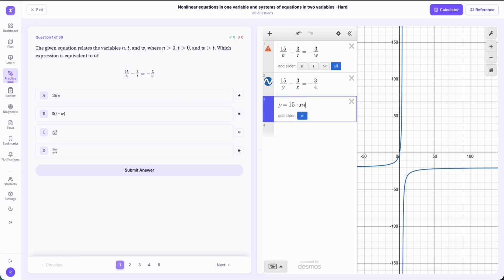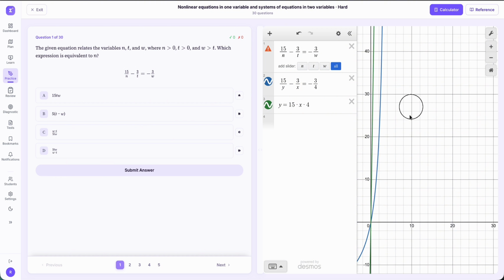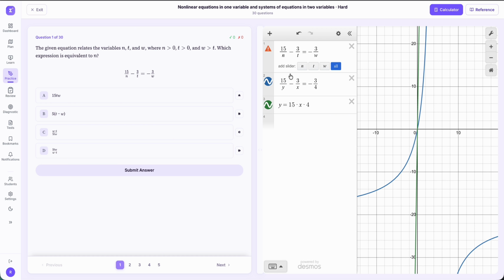So times x, and then w is 4, so times 4, right? Is that the same thing? No, that's not the same graph, so that's not the right one. So next one, it's going to be y equals 5, and then it's x minus 4. That's not it either, right?